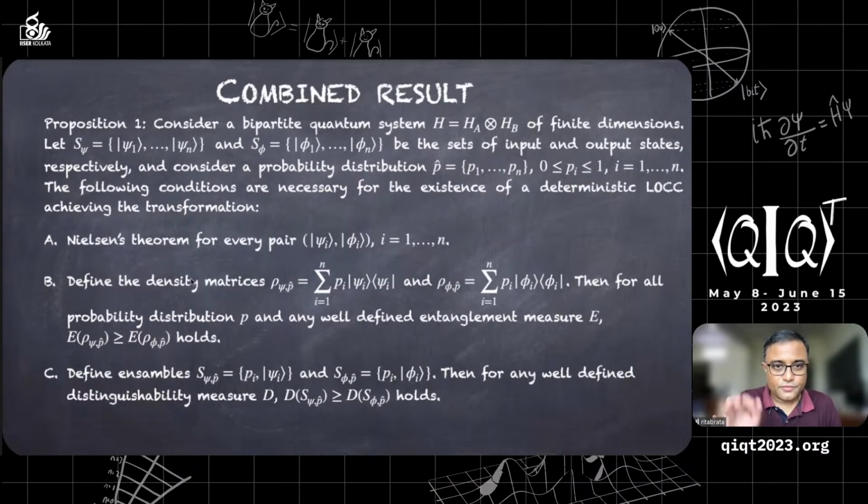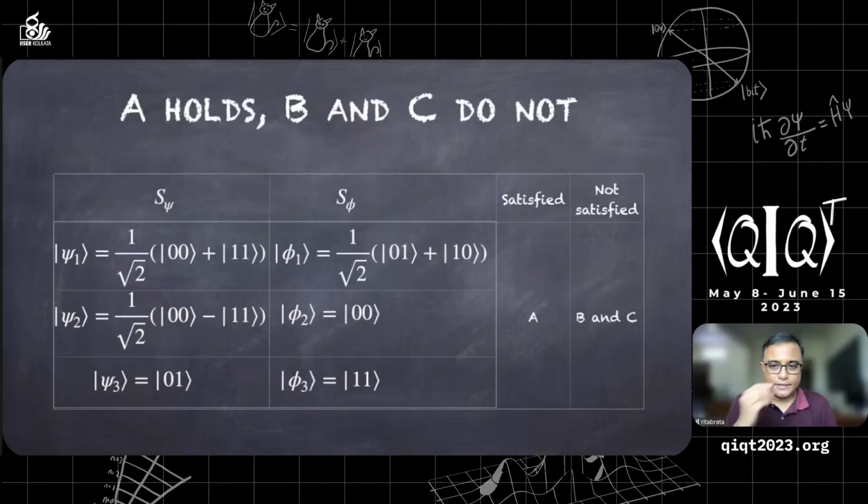So first thing, the case where A holds, but B and C do not. Consider these three sets. This Bell state 00 plus 11, and the output will be phi 1, which would be 01 plus 10. Similarly, this is again another Bell state, but the output is a separable state. Then again this is another separable state going to another separable state.